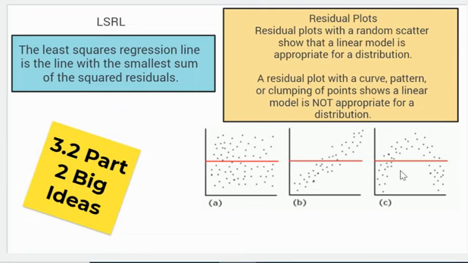And then finally, this last one, we see there is definitely a curve to this residual plot. So a linear model would not be appropriate for this original distribution of data. So the first one, the residual plot is scattered all over the place, and a linear model is appropriate. For the second one and the third one, there is a pattern and there is a curve. A linear model would not be appropriate for the distribution of this data.